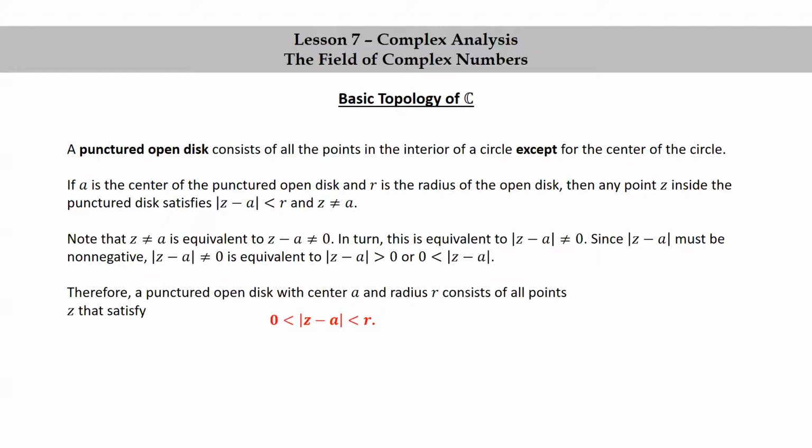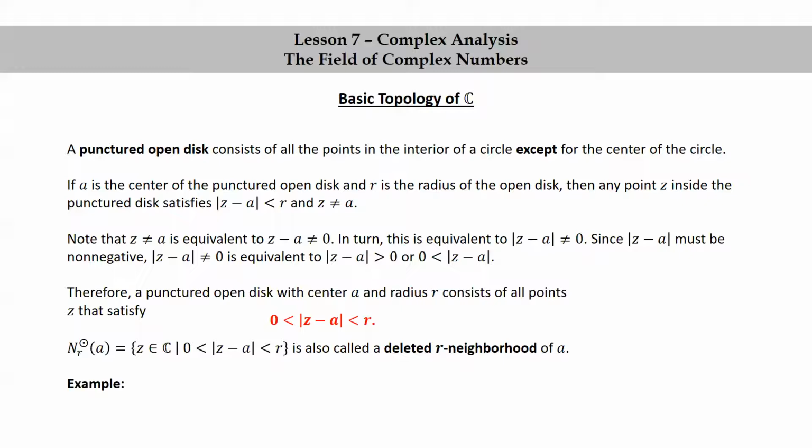Therefore, a punctured open disk with center A and radius R consists of all points Z that satisfy the distance between Z and A is strictly between 0 and R. In other words, 0 is less than absolute Z minus A is less than R. N sub R dot of A equals the set of complex numbers Z such that the distance between Z and A is strictly between 0 and R, also called a deleted R neighborhood of A.